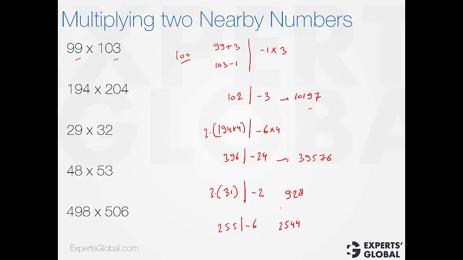498 into 506, the sum would be 504. 504 into 5 would be 2520. On the right side you have minus 12, so 2520 minus 12, that means 25200 minus 12, 25188. That's the value.